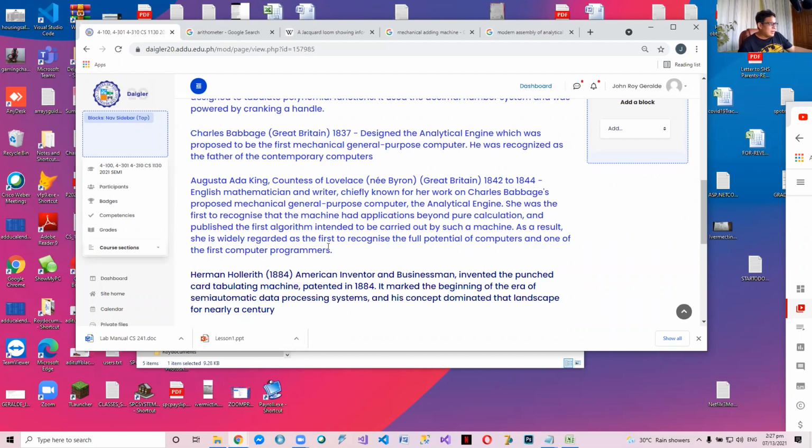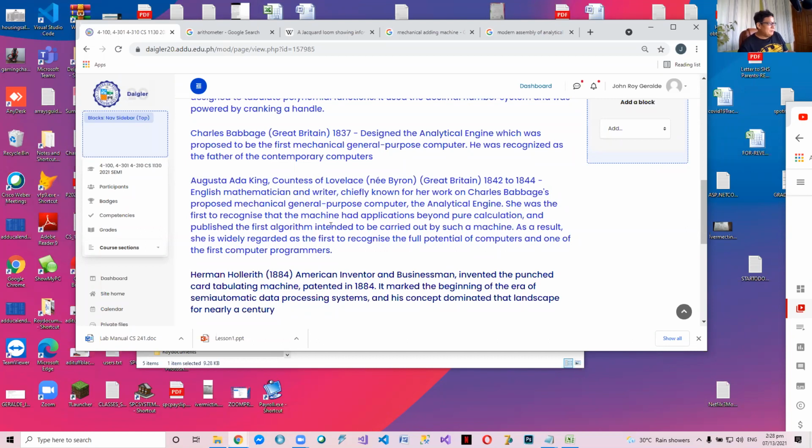So she was widely regarded as the first to recognize the full potential of computers, and in fact, the first computer programmer. So if you're asked who's the first computer programmer, it's not Bill Gates, it's not Steve Jobs. Okay, it's Augusta Ada King, Countess of Lovelace, in Great Britain.